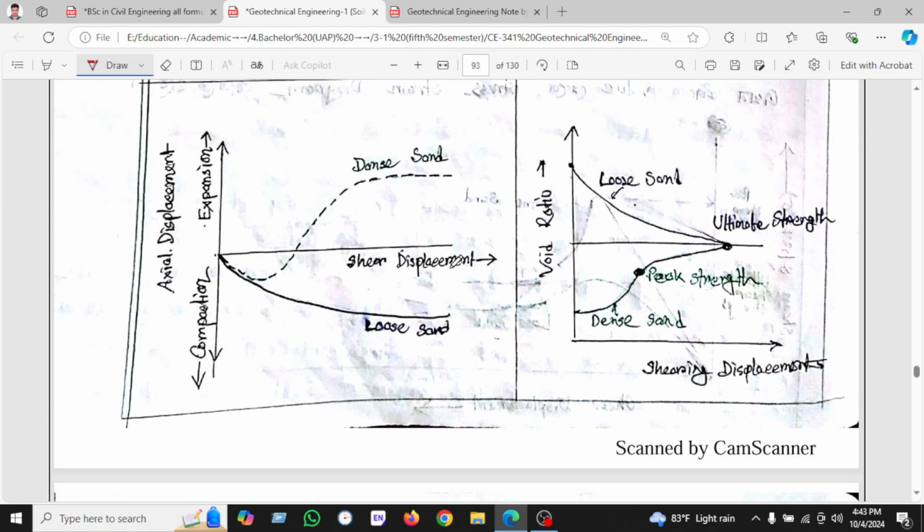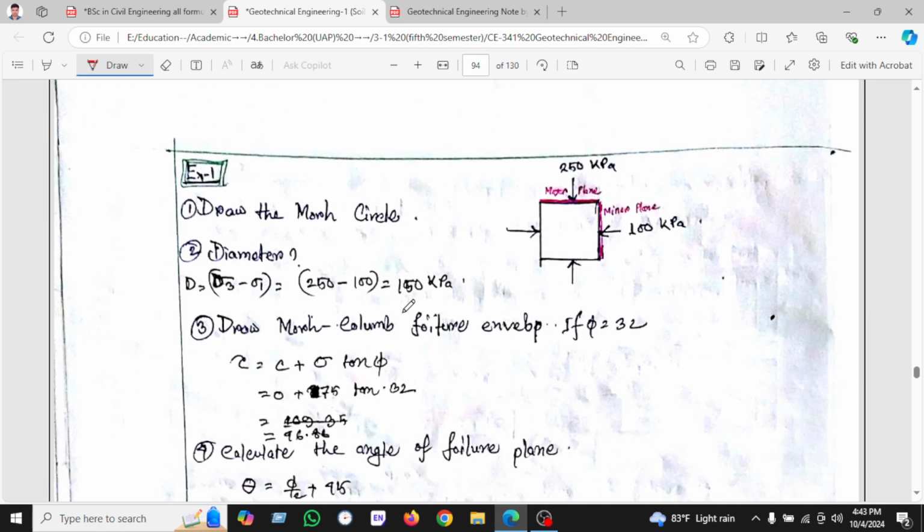So we have seen here the axial deformation, which is compression or tension. Here is an expansion, and here is a compression. When it is dense sand, there will be expansion. When it is loose soil, there will be compaction. In this graph, the void ratio is given, here is the loose soil, and there is the dense and ultimate soil.